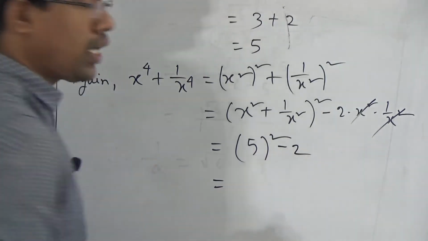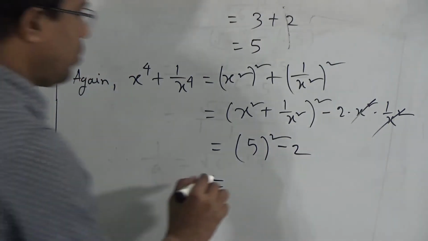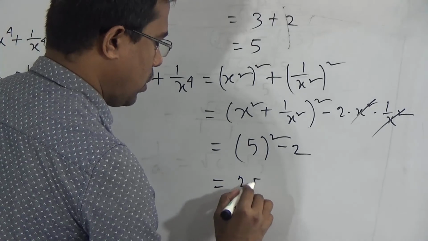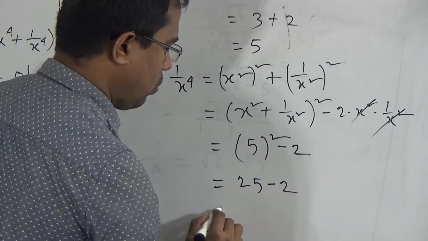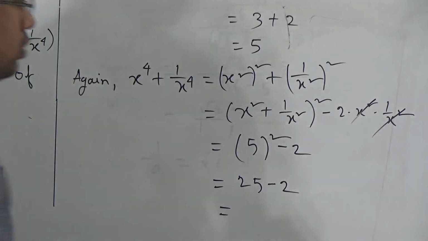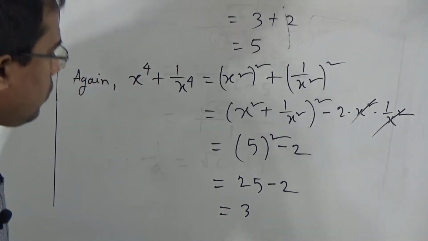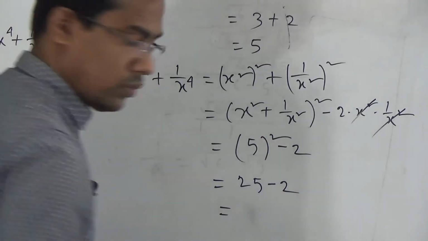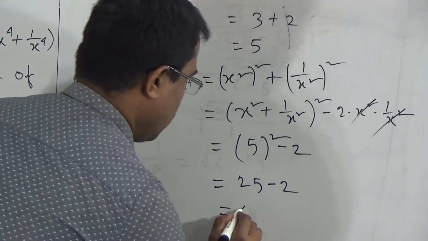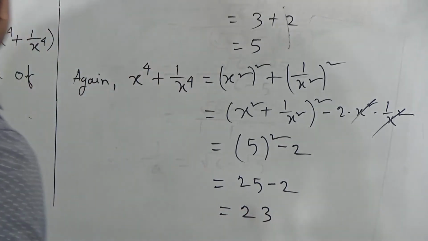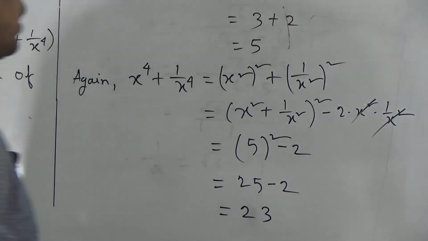Now 5 square equal to 25. 25 minus 2 is equal to 23. Now we can easily find the value of left hand side and right hand side.